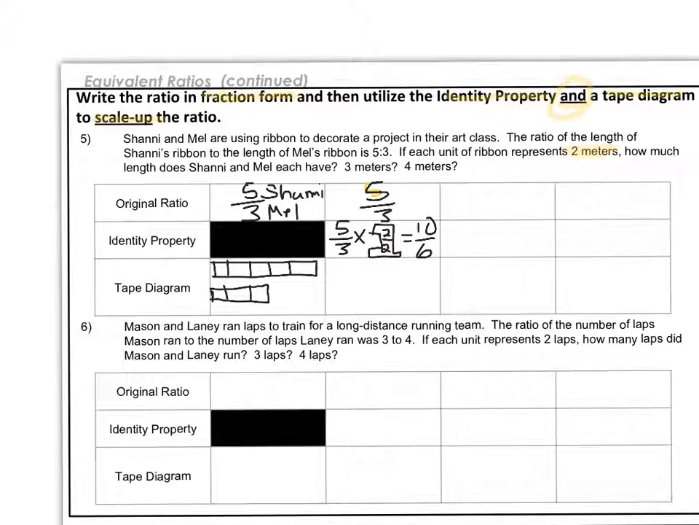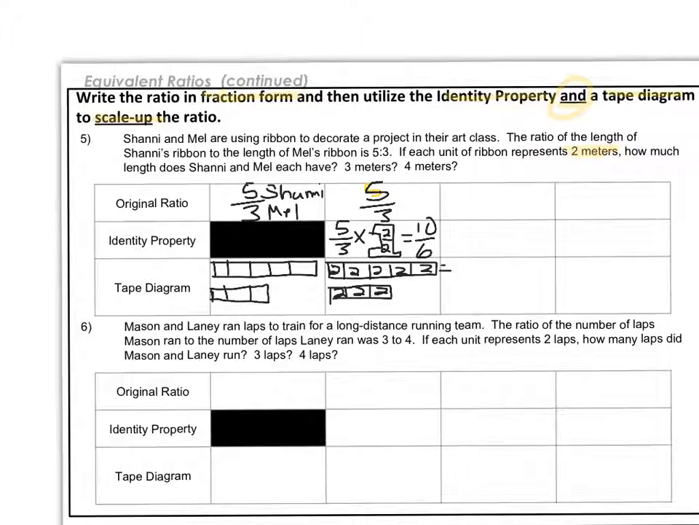Now, how is this going to look using a tape diagram? I need to redraw the tape diagram again, so it's 5 to 3. I'm going to draw a rectangle, break it up into 5 sections, and then the 3 for Mel's, and break that up into 3 sections, and please have each section line up. If we're scaling it up by 2, then that means I need to put a 2 in each of those units, each of those boxes. So I'm going to put a 2 here, and a 2 here, 2, 2, 2, in every single one of them.